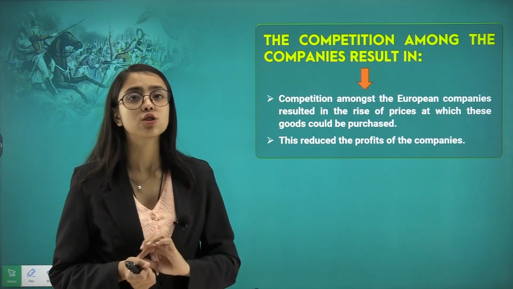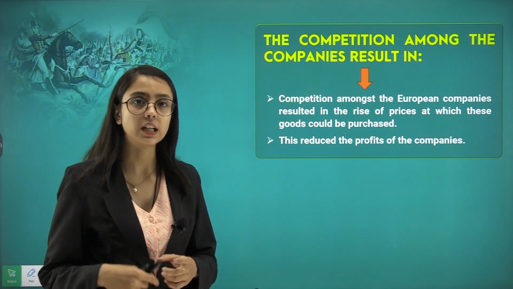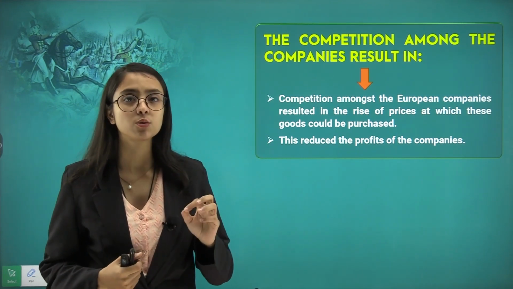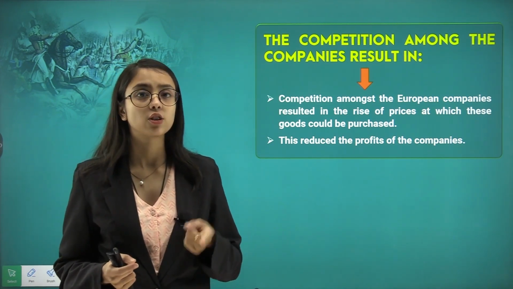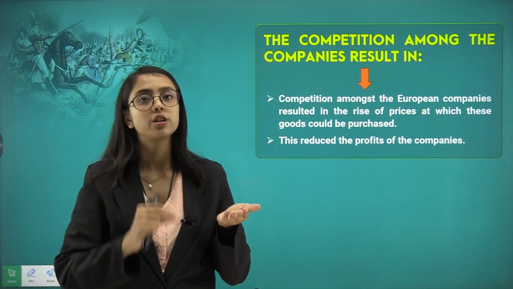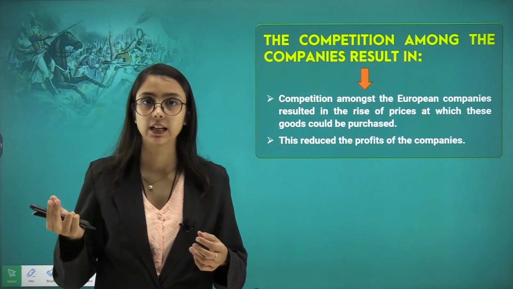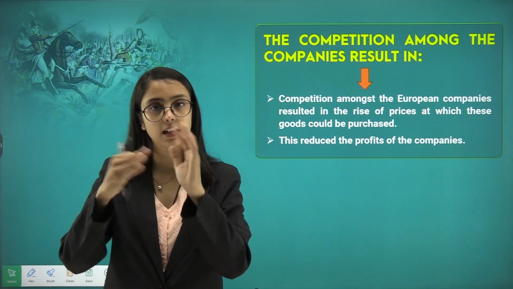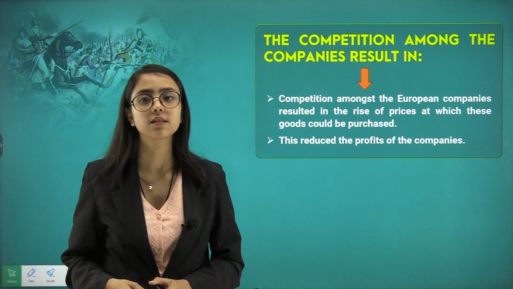So it ensured that the Indian traders were also receiving a handsome sum of money for whatever commodities or goods they were trading in. This reduced the profits of the company. So it was the contrary or the opposite effect on the company. Since the prices rose, the profit margin reduced because they could not increase the selling price ultimately. So the cost price increased, the profit margin decreased, and the selling price somewhere remained the same. So it was a loss situation for the companies.